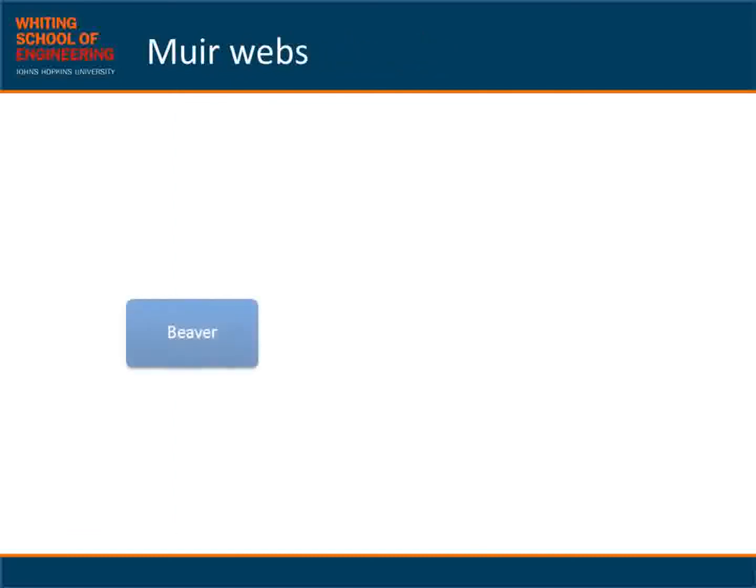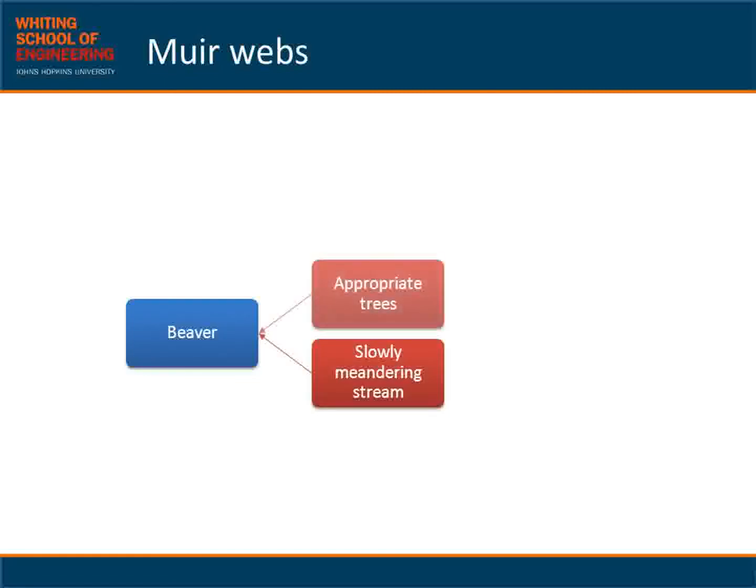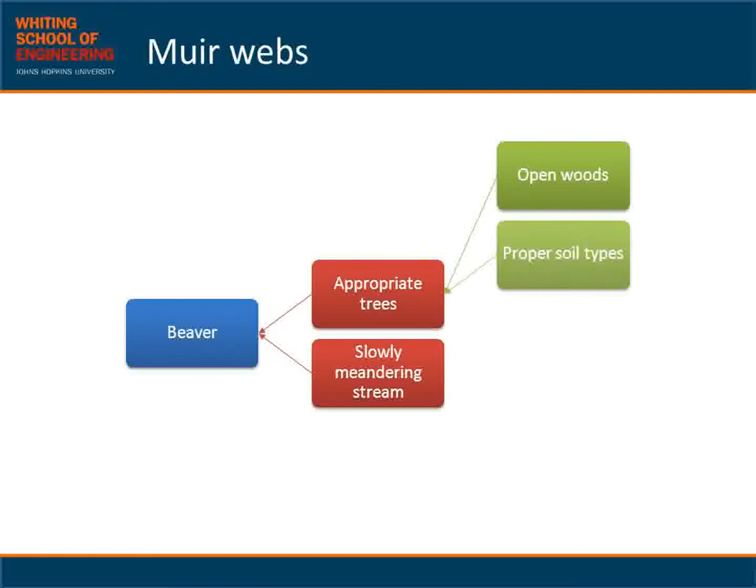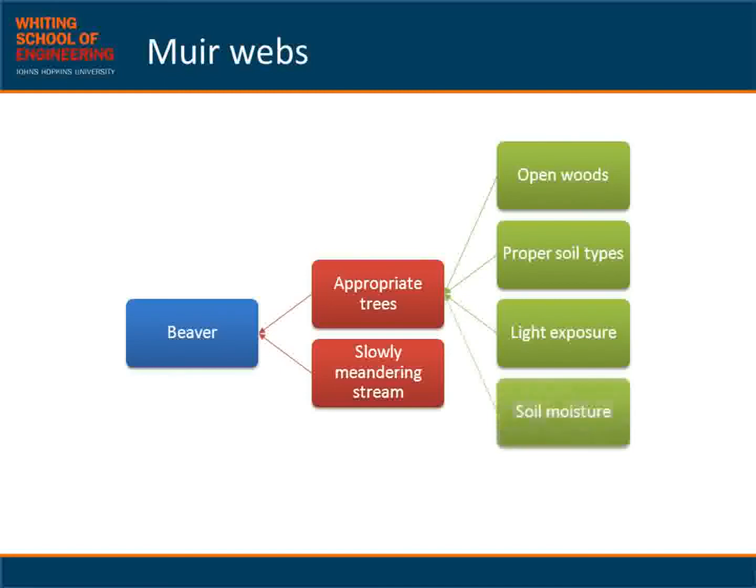Mirror webs were proposed as a way of incorporating the dependence of populations on environmental factors into typical predator-prey food webs. They include factors such as topography, water, wetlands, soil types, wind, and rainfall. These factors are then represented in the form of a graph. The nodes are the species, such as a beaver shown here, and the influencing factors, such as appropriate trees and a slowly meandering stream. The edges in the graph represent dependencies.